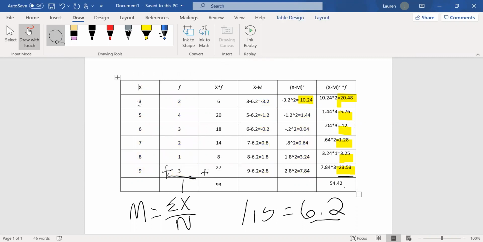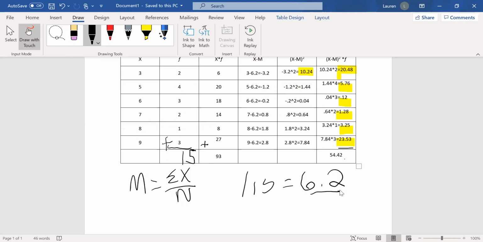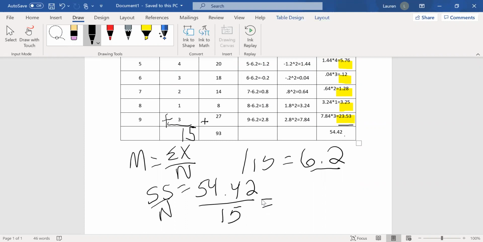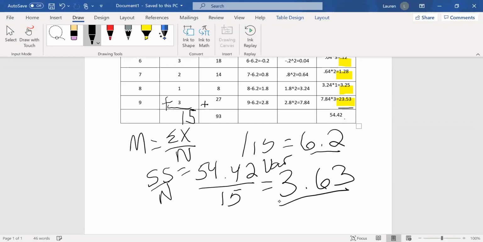I'm going to clean this up a little bit, and I'm going to put my n back here. So I have an n of 15, I have a sum of squared deviation scores of 54.42. Now the reason that I need my total sample size, or my total n, is I'm going to take my sum of squared deviations, which is equal to 54.42, and I'm going to divide that by my n, or here, my 15. And so when we take 54.42 and divide by 15, we get a variance of 3.63. And so this is my variance. So my variance is equal to 3.63.